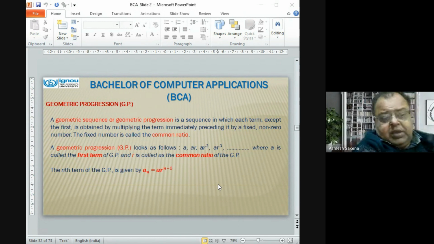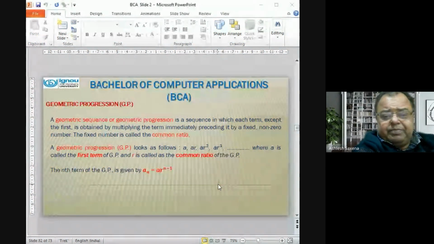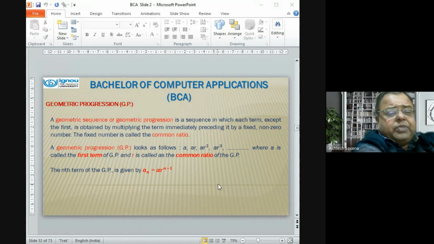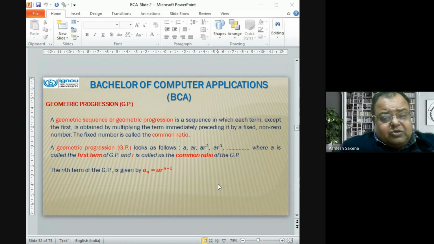In geometric progression, what happens? The first term is identified or marked as A. And in geometric progression, the terminology common ratio is used, and that is fixed throughout the series. Now the question comes, what is meant by common ratio? Common ratio is basically the division of the second term by the first term and the third term by the second term. That will be the same throughout the series. In general form, how do we write geometric progression? As you can see, it is written over there: A, AR, AR square, AR cube, and so on.